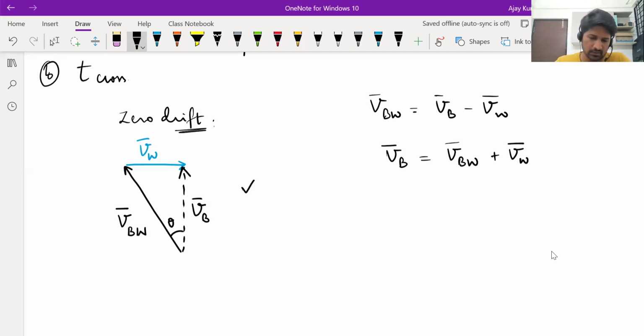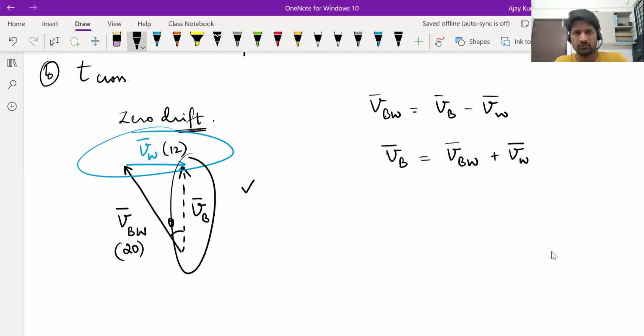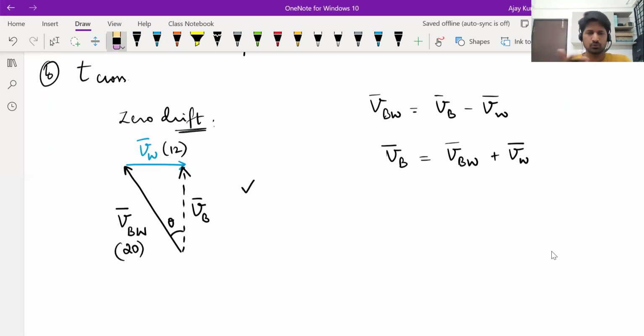Okay, let's do it. Now the speed of the boat in still water we know is 20. So VBW is 20. Speed of water we know is 12. You know two sides of this triangle and you need the angle. You can easily tell it's a right angle triangle, because VW is along the x-axis. Ultimately we want the boat to move in the y direction to go with zero drift. So this is a right angle triangle and you know two sides of it, so it's easy to tell the angle.